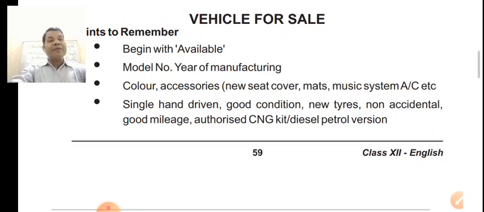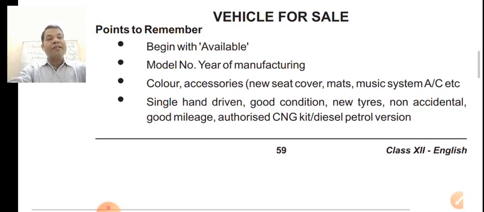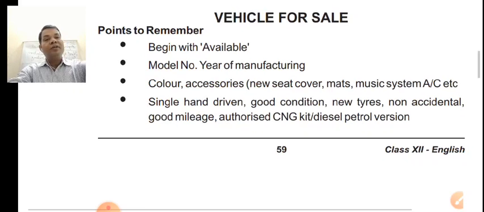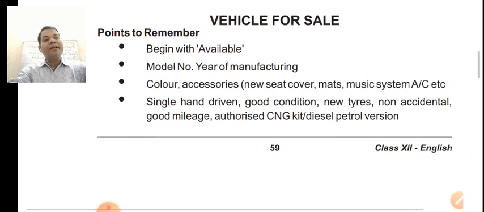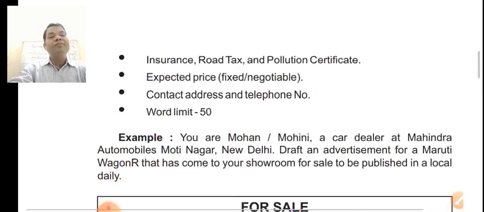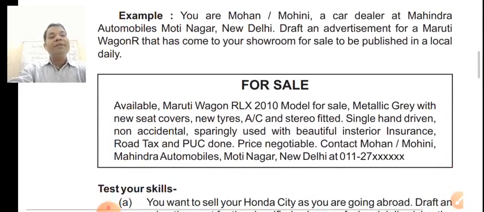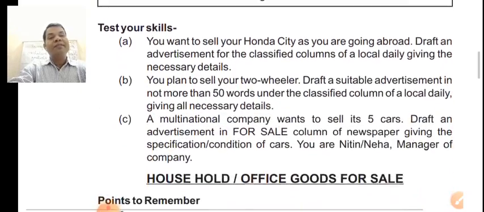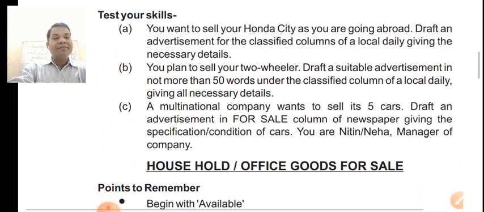Then we discussed vehicle for sale, in which also we have discussed what are the important points which we must remember while writing an advertisement under this category. Then we went through a solved example. After going through the solved example, questions for practice were given.